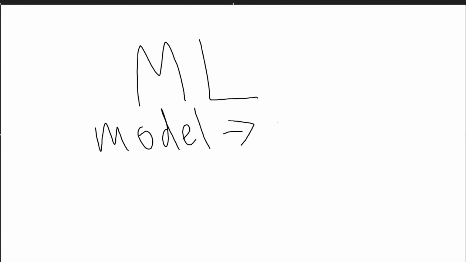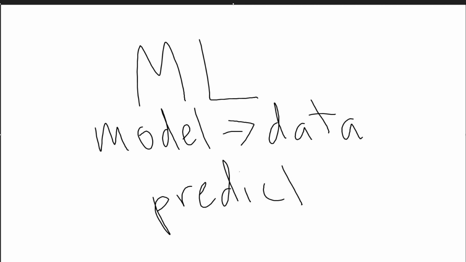Before you can understand what a recurrent neural network is, you must understand what machine learning is and what a regular neural network is. Machine learning is a model that is trained on a set of data. After training, it is used to predict something that is related to the data.